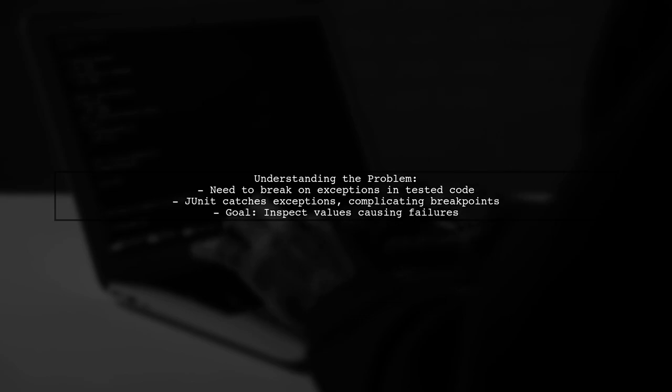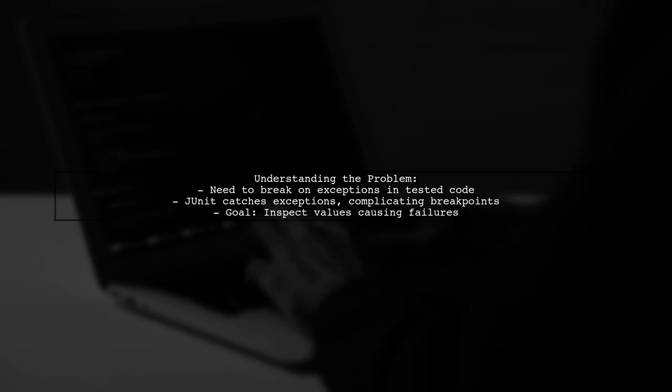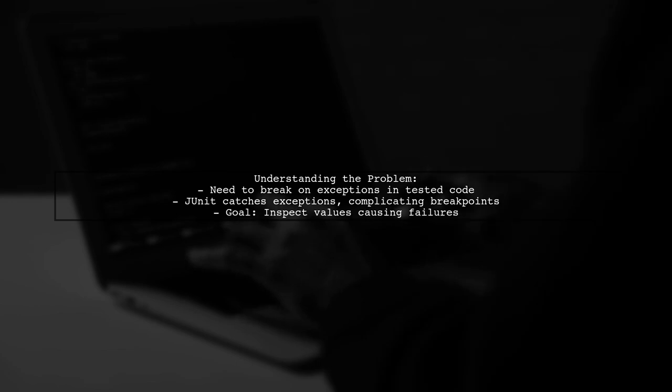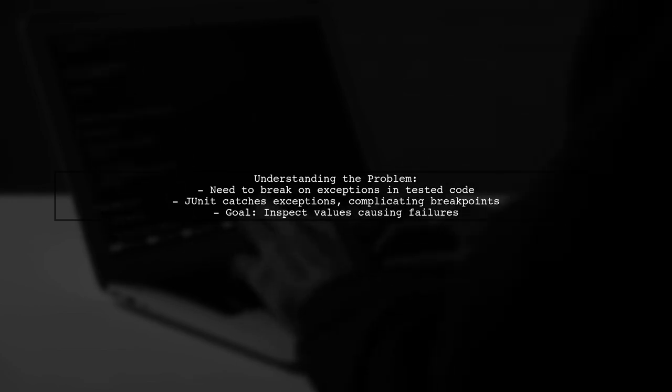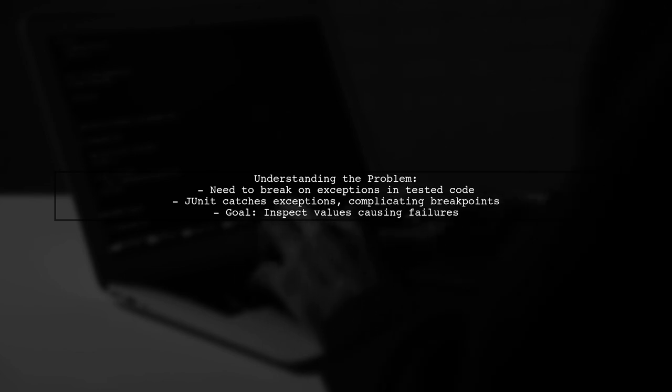Here's a quick overview of the problem. Our viewer wants the debugger in IntelliJ to stop right at the point where any exception occurs in the tested code, allowing them to inspect the issue. However, they face challenges because JUnit catches exceptions, making it difficult to set breakpoints effectively.